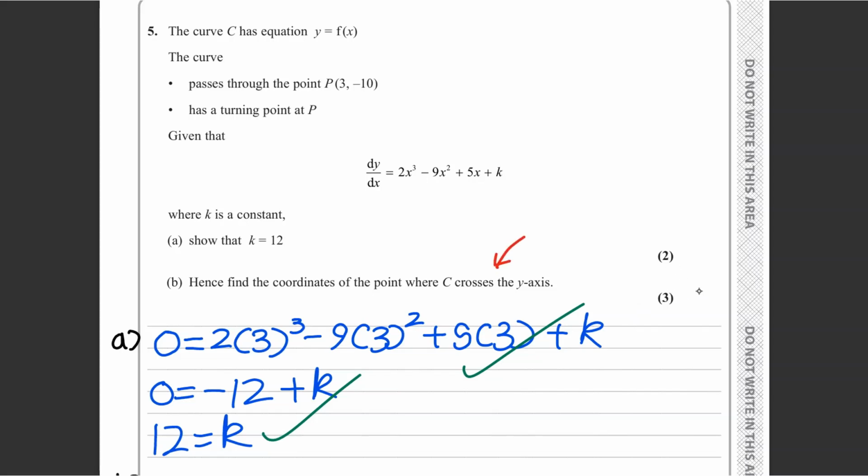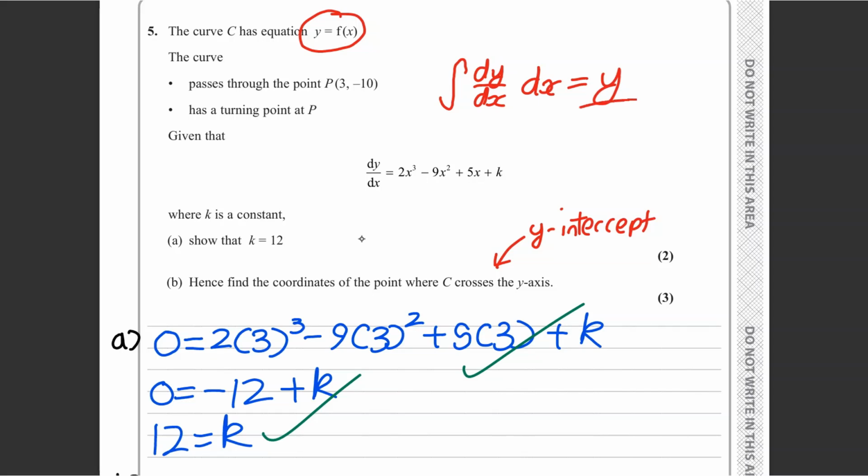So this is the y-intercept, and the only way that we can find the y-intercept is by finding the original equation y is equal to f of x. We can't do this using dy over dx. So what we need to do is integrate dy over dx in order to get the original equation for y. Okay, so this is just year 1 integration because we're integrating this here.